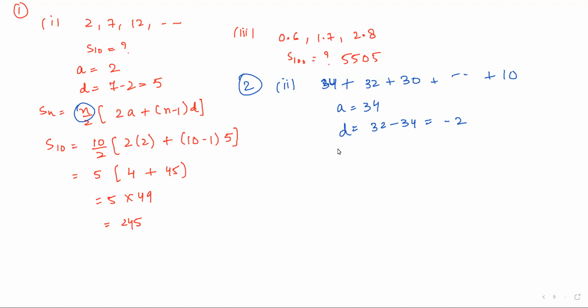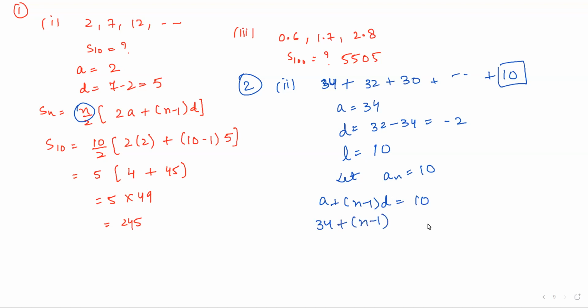Now, how will you find n? In this problem, you can see the last term is given. So you can assume that the last term is your nth term. Let an be equal to 10. Understood? Because you don't know n, you take it as the nth term. So a plus n minus 1 into d is equal to 10. You can find n from here. So put 34 plus (n minus 1) into d, which is minus 2, equal to 10.